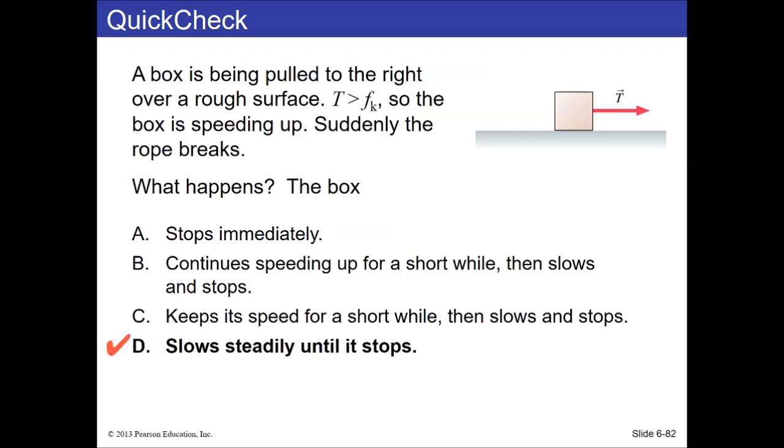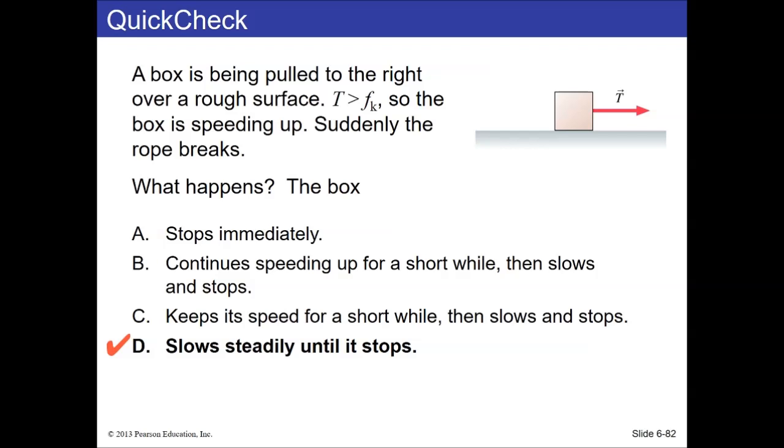All right, so what happens here? Let's look at the free body diagram while there's tension. Gravity down, normal force up, tension to the right, kinetic friction to the left. Okay, so the tension disappears, but the kinetic friction is still there. That will cause the box to experience an acceleration opposite its direction of motion, which means it will slow down, and it will slow until it comes to a stop.